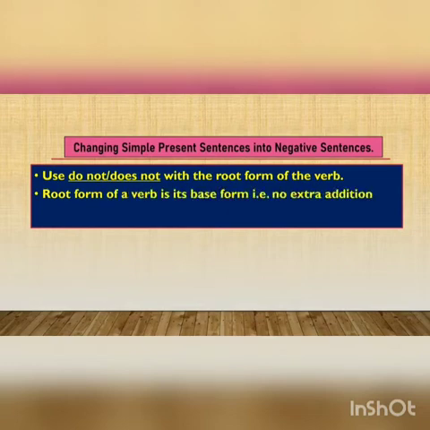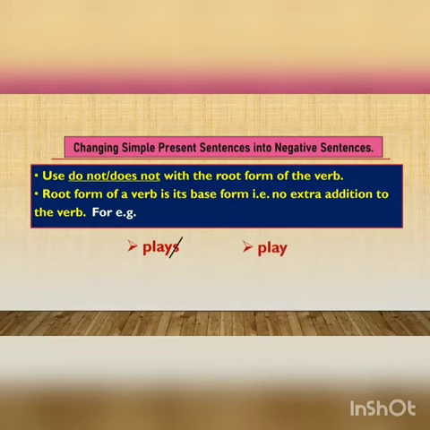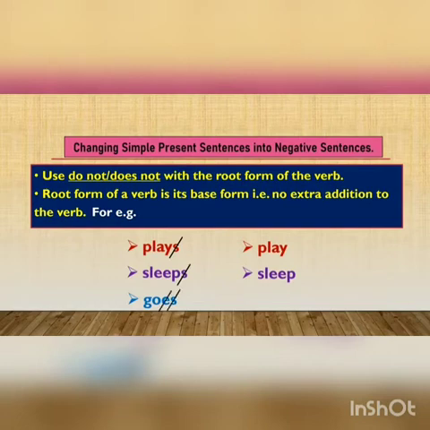For example, plays. What is the root form of plays? It is play. Let's take another example. Sleeps. The root form of sleeps is sleep. Let's take another example. Goes. What is the root form of this verb? Goes. It is go. That means using the verb in its base form.